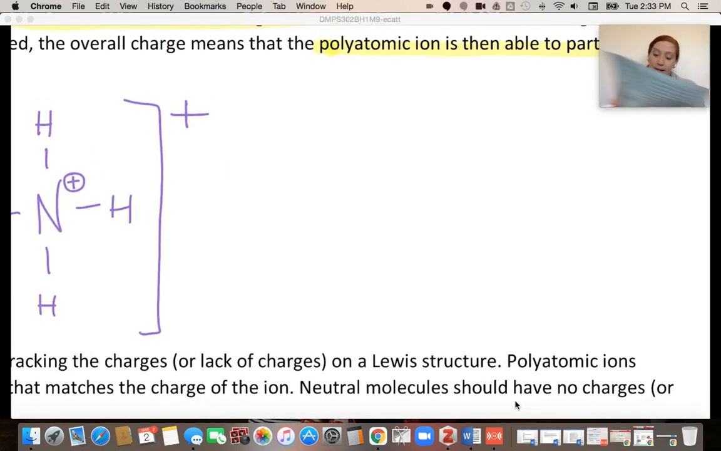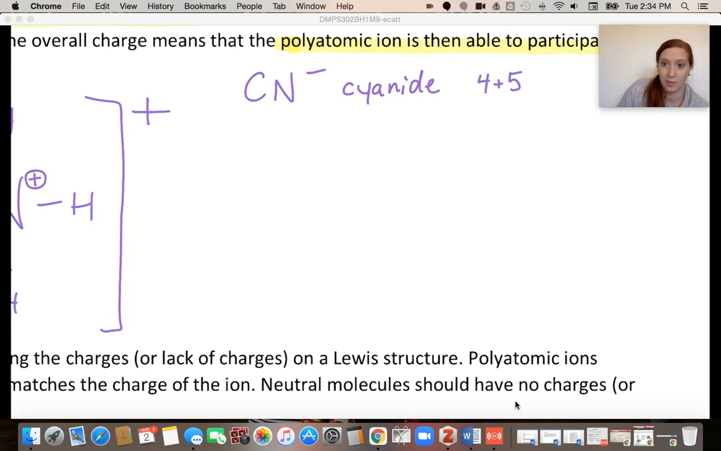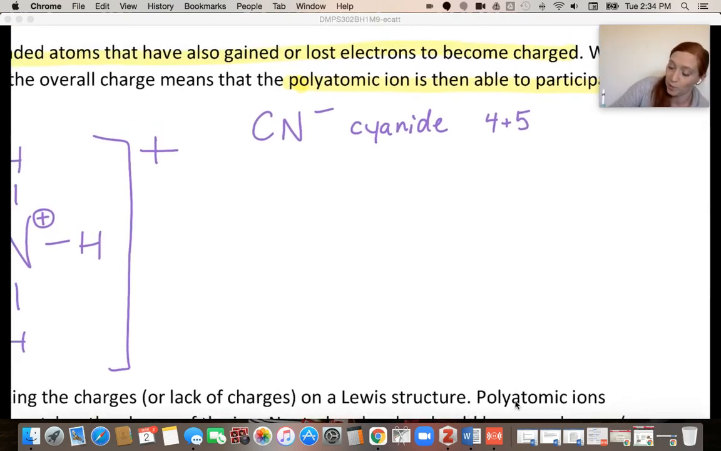Okay. Let me give you another example. Let me pick one that's not too crazy. Let's do cyanide, CN minus. This will give us some practice with multiple bonds as well. Carbon has 4 valence electrons, nitrogen has 5 valence electrons. The negative sign means that we are going to gain an electron, so I'm going to add in 1 more. This gives me 10 valence electrons to work with.